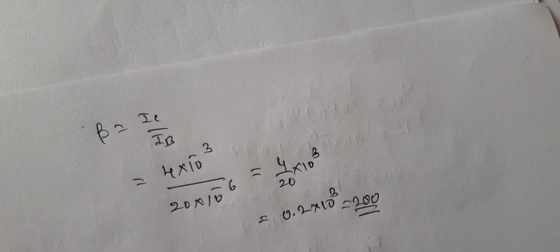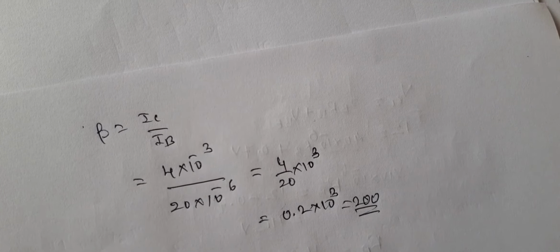It is current by current. This is milliampere, this is also ampere, so they get cancelled. Therefore, gain has no unit, whether current gain, voltage gain, or power gain. The numerator and denominator quantities have the same units, therefore it has no unit. It is a ratio.